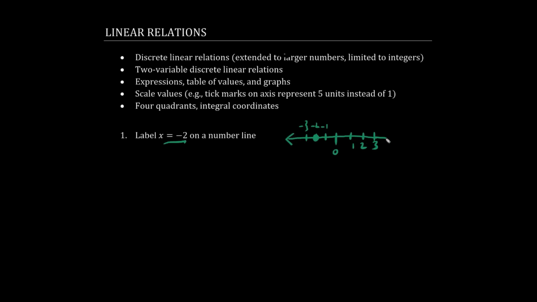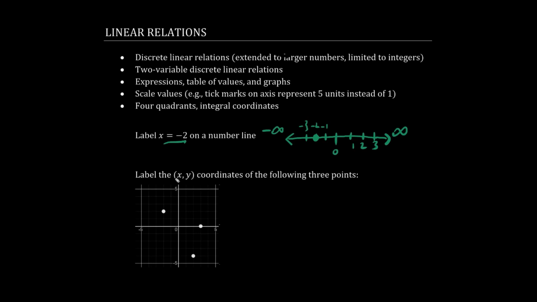And this arrow means the line extends towards forever and ever. We call this infinity. Positive infinity is to the right, the numbers get bigger. And negative infinity is to the left, where the numbers get smaller.